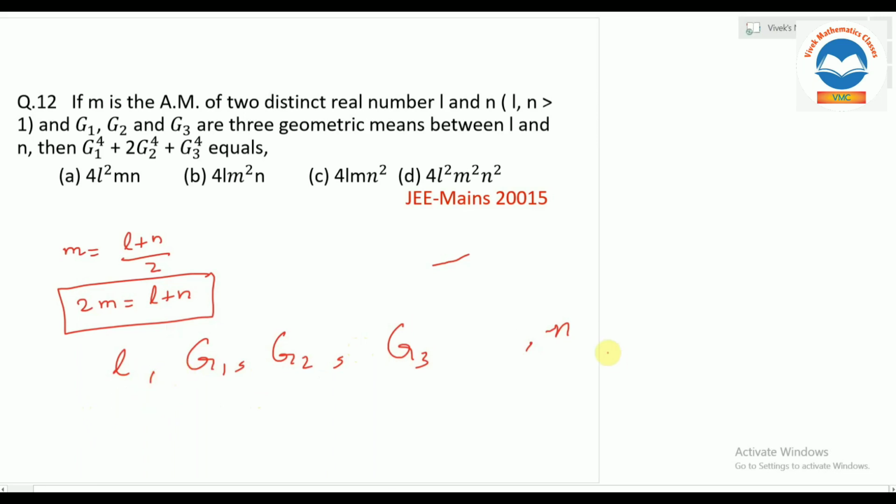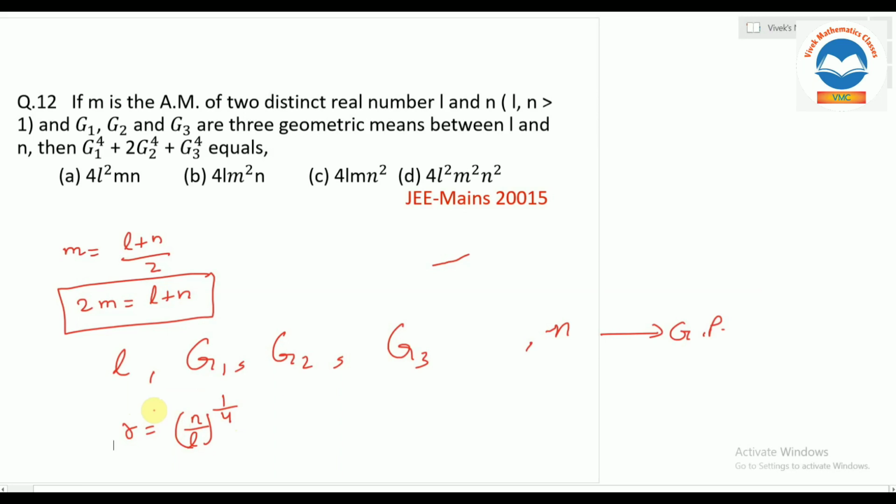First of all, if you combine all this, then this will be in GP. What will be the common ratio of this GP? Common ratio will be what? B by A. B by A means what? N by L whole to the power 1 by n plus 1. It means 4. This will be your common ratio.